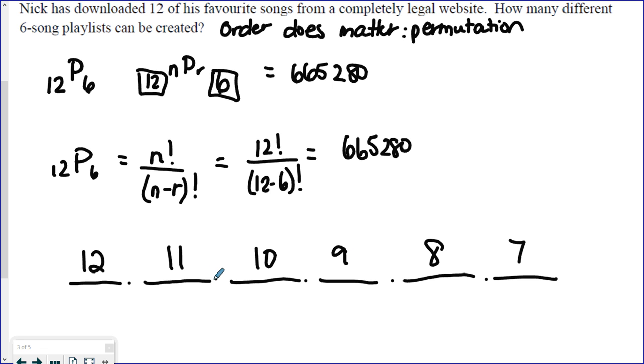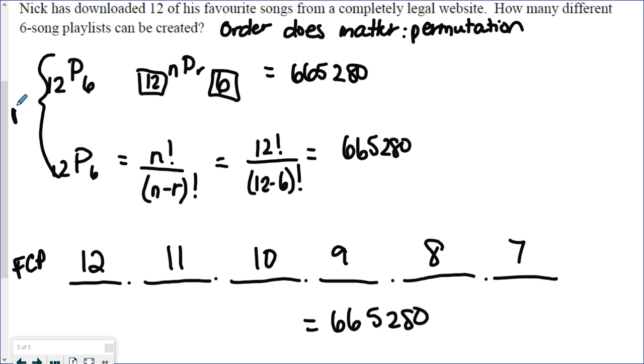So we could punch all of those into your calculator: 12 times 11 times 10 times 9 times 8 times 7. And when you do that, you would get the same answer. So this is what I meant before when I said you can use the fundamental counting principle or more the idea of permutations, but it's doing the exact same thing in the end.